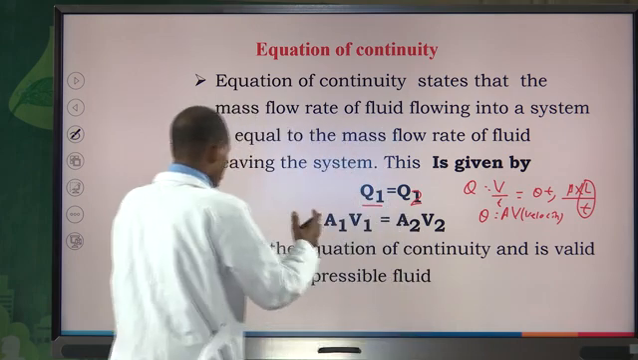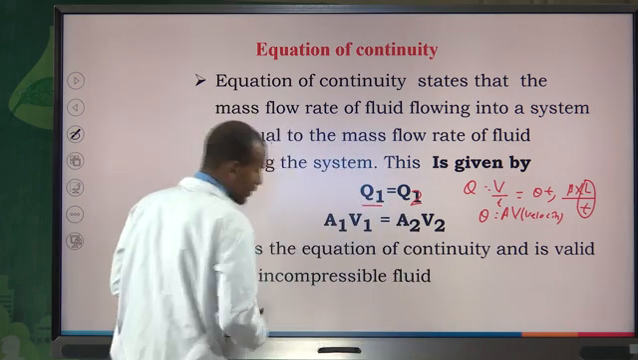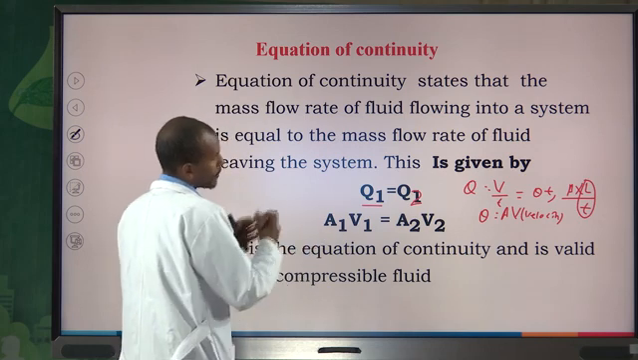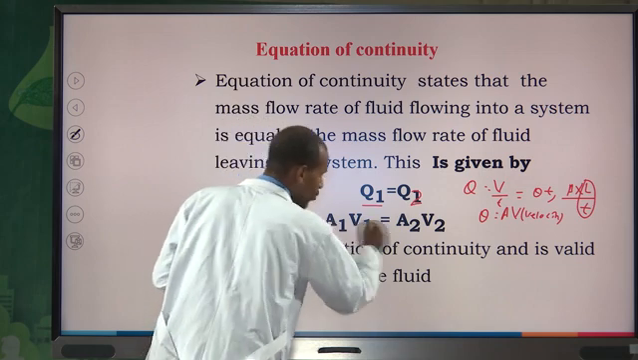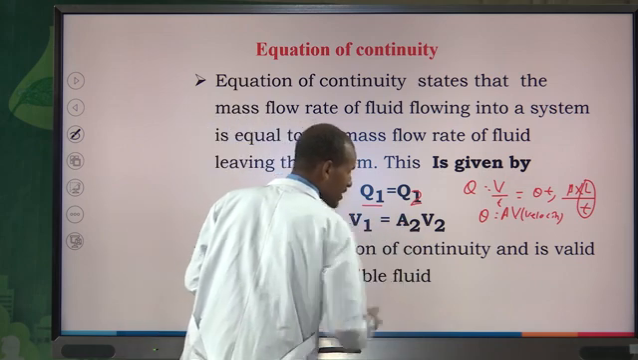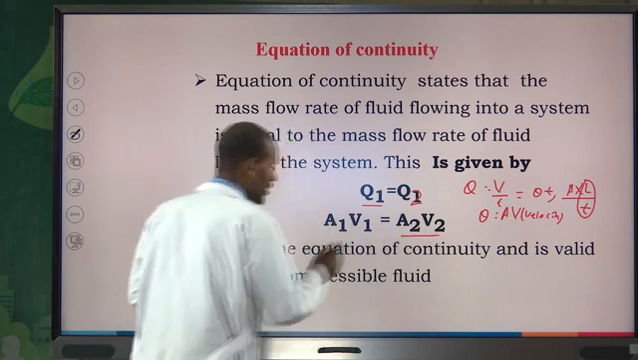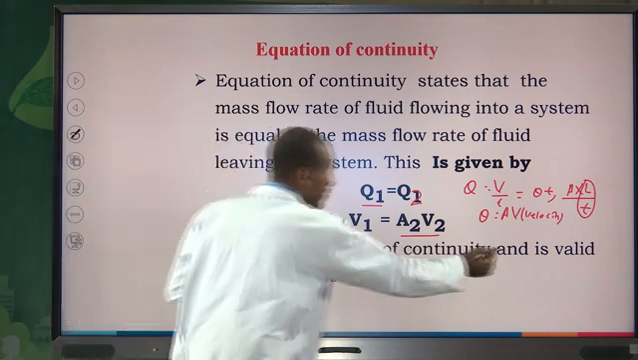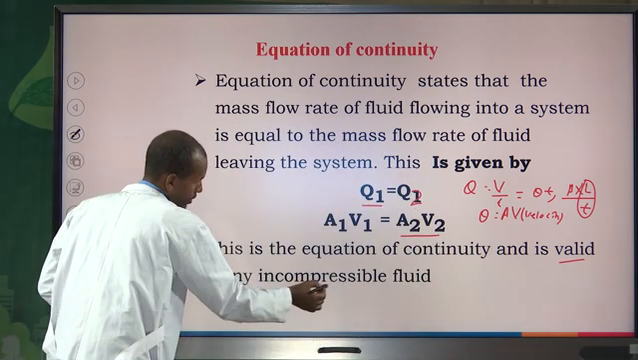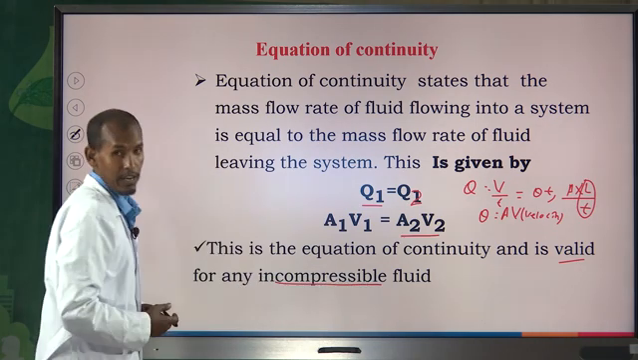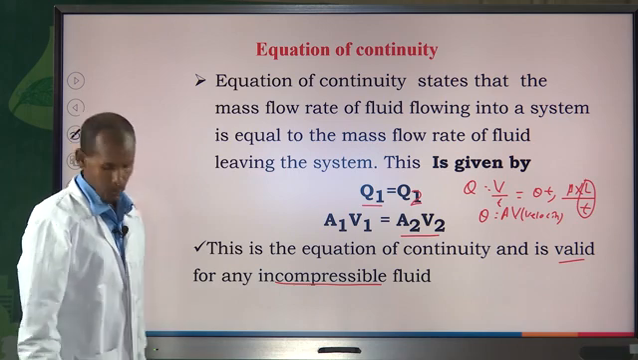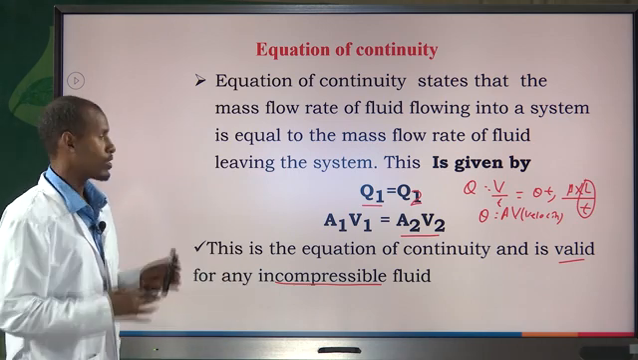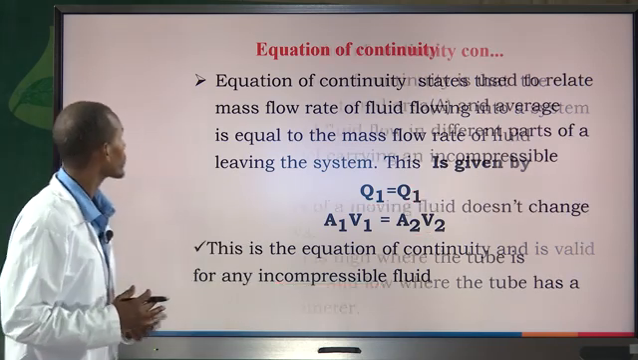Velocity. So this equation of continuity is given by: area of the first system times the velocity of the fluid in the first system is equal to the area of the second system times the velocity or the speed of the second system. This is the equation of continuity, and it is valid only for incompressible fluid. If the fluid is compressible, we do not apply this equation of continuity, because when the fluid is compressible, there is a decrease in volume. So for that case, we do not use this expression.